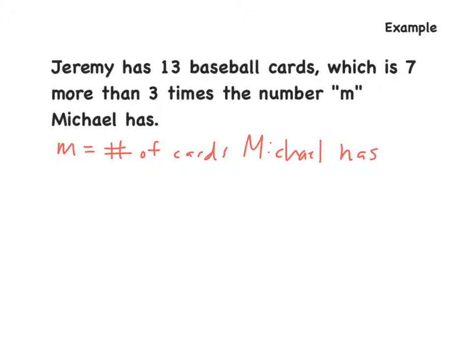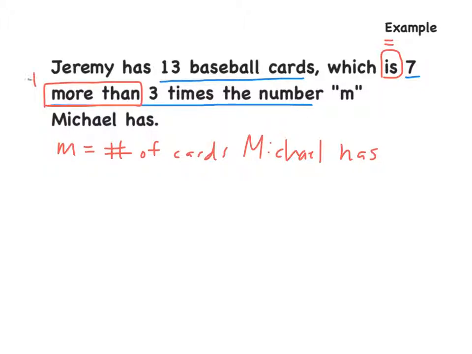Now, second step, go back through and underline the important information that we have. So Jeremy has 13 baseball cards, which is 7 more than 3 times the number. So, what are some of the important words that we need to translate from the previous slide? We know the word is. Is another word for equals. We had more than. More than is another word for addition. Times was another word for multiplication.